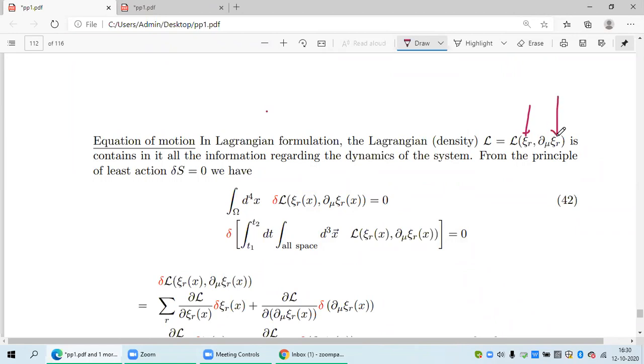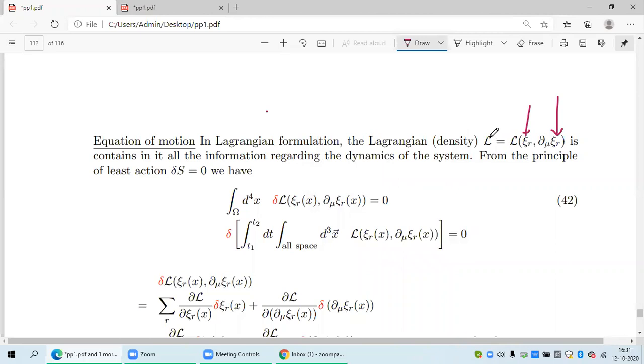Okay. Because here, with velocities, you also need the space derivative of the field. That is not called velocity, but that comes because you are generalizing from classical mechanics to a system where the change of the field with space also decides how the dynamics will be.